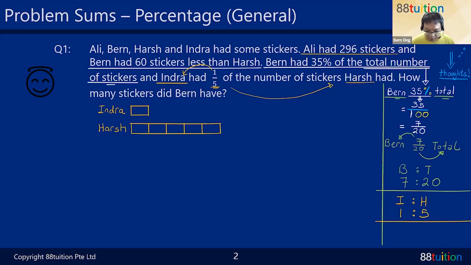Then we also have another clue: Bern had 60 stickers less than Harsh. So Bern is lesser than Harsh. In this case, Bern is shorter. Maybe I don't know, I'm just drawing randomly like that. Is this okay? So Bern is lesser by 60.